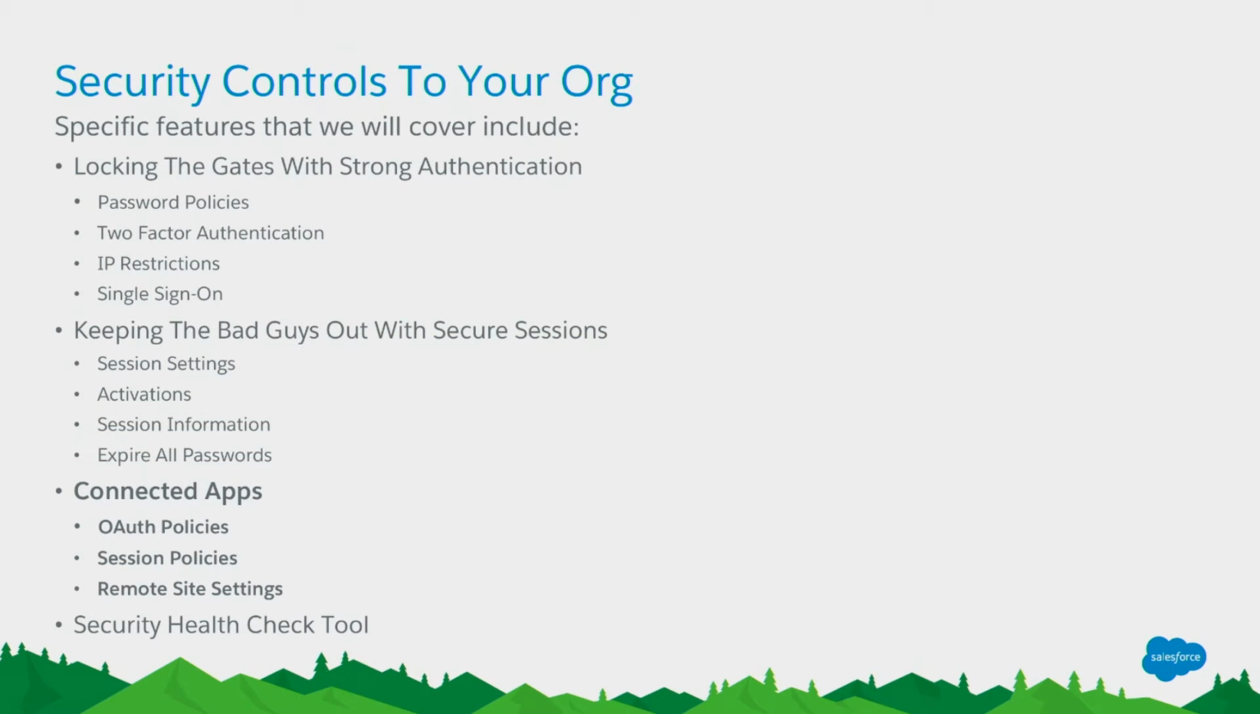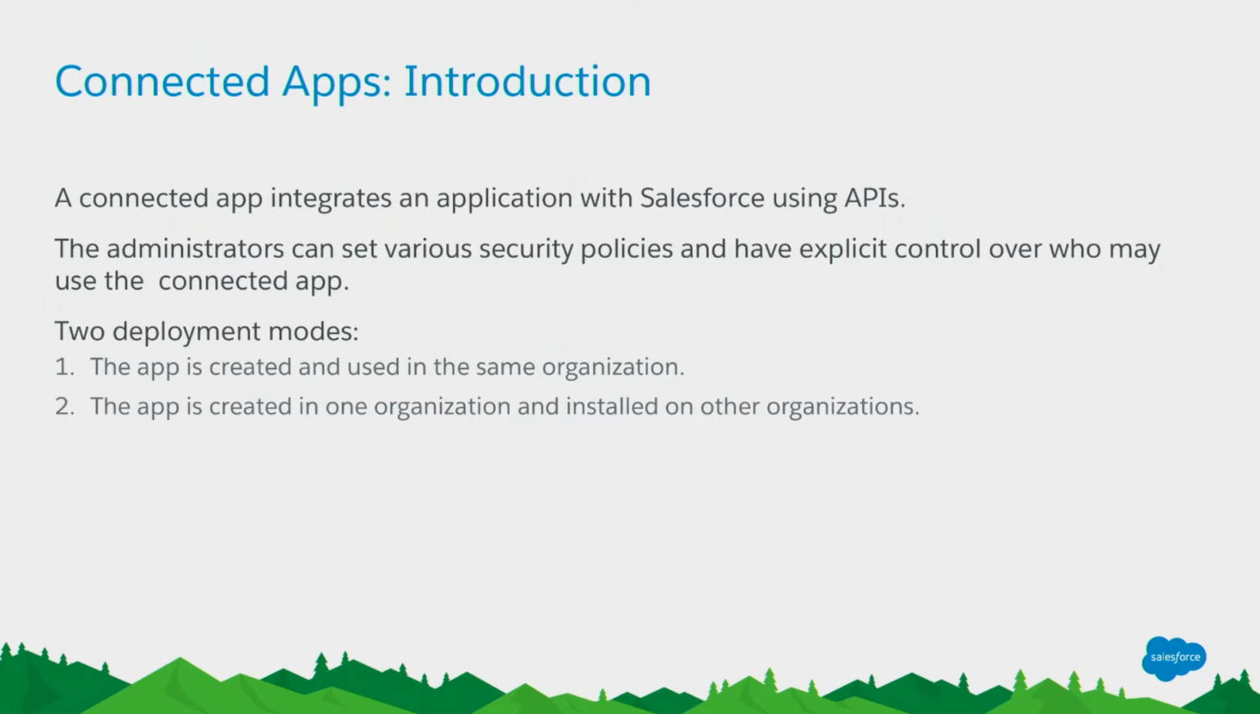Then moving on to the next section, the connected apps. So what is a connected app? A connected app is an application, typically a third-party application, which tries to communicate with Salesforce using Salesforce APIs. The administrator has the permissions to give strong permissions to a particular connected app and make sure they follow the principle of least privilege. To deploy a connected app, you have two modes. One, you create a connected app in your own org, or if the connected app is created in some other org, you install it in your org.